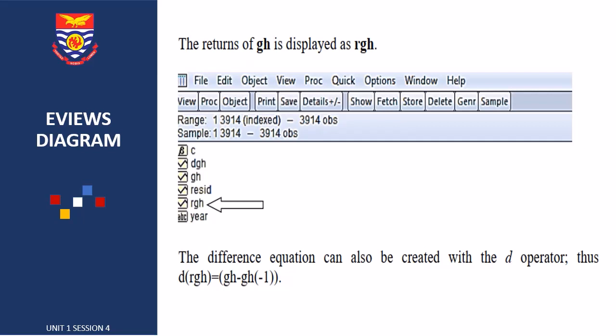So after calculating the return series using the equation that we saw in the other slide, that is, RGH is equal to GH minus GH minus 1, all over GH minus 1. That is the equation that we saw earlier.